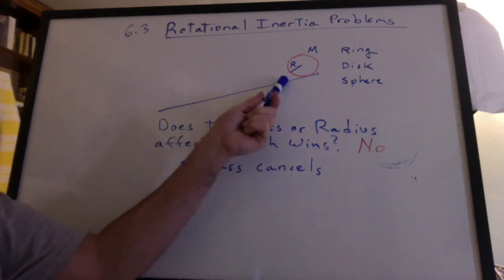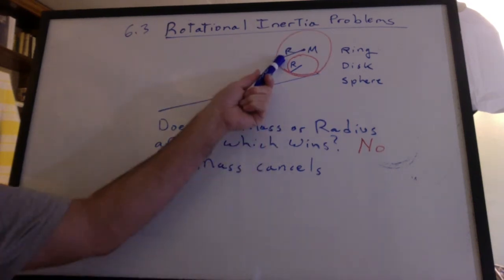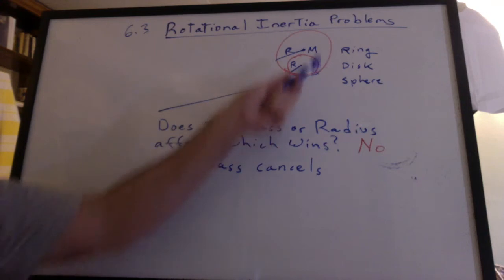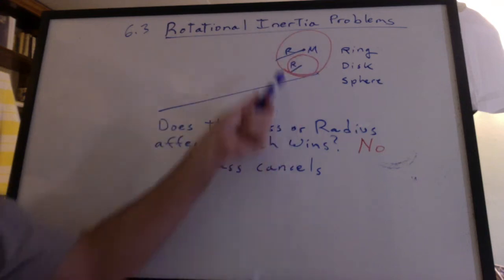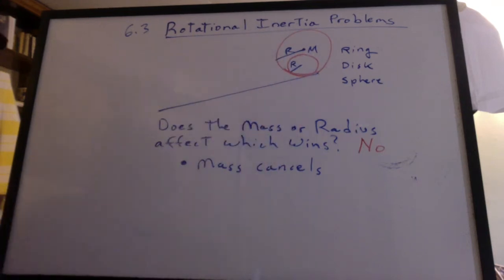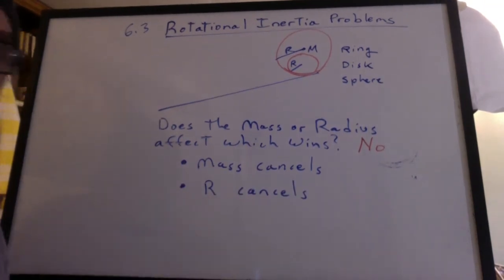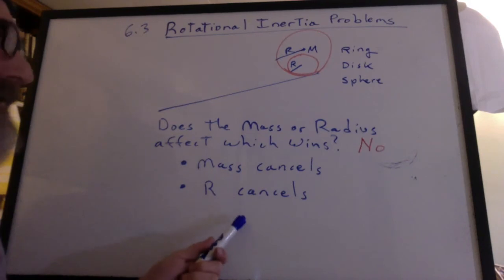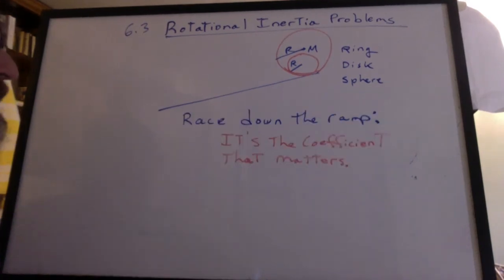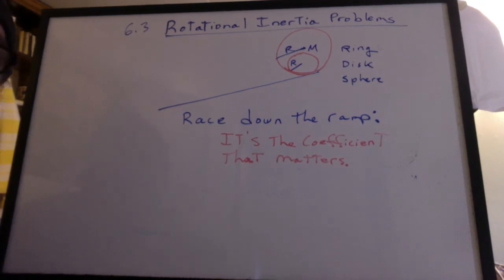But what about that radius? The larger object would have a larger radius. And you might say, well, that means it's got further to go for that mass on the outside. That's true, but there'll also be more torque. And the radius cancels as well. We're going to see a proof for this later on. But for right now, for the race down the ramp, you need to know it's the coefficient that matters.